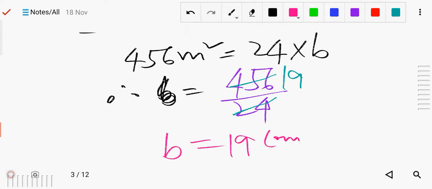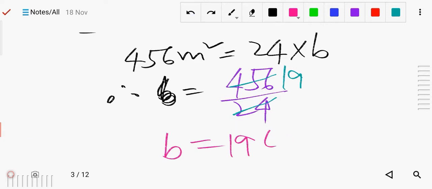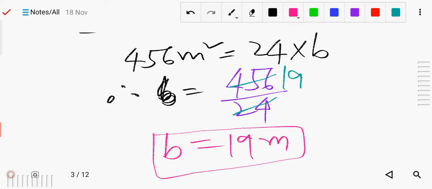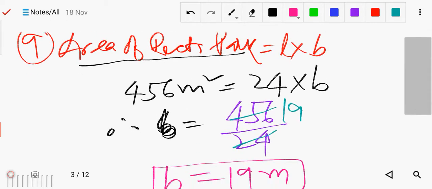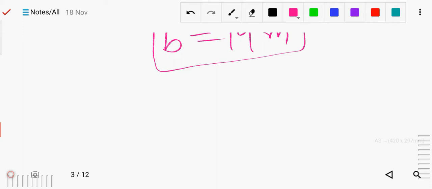Sorry, this is not centimeter, this will be meter, since it is given in meters. So the breadth you got is 19 meters. Now we have to find the perimeter, because we have to fence around that rectangular park. So after finding B, we can find the perimeter.